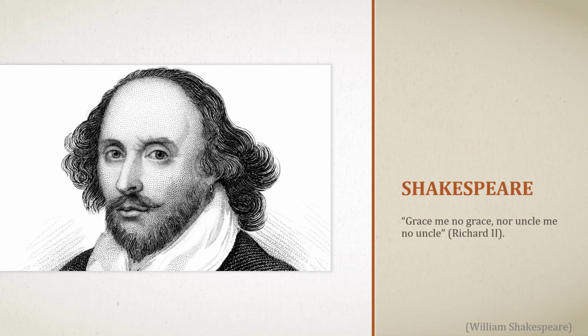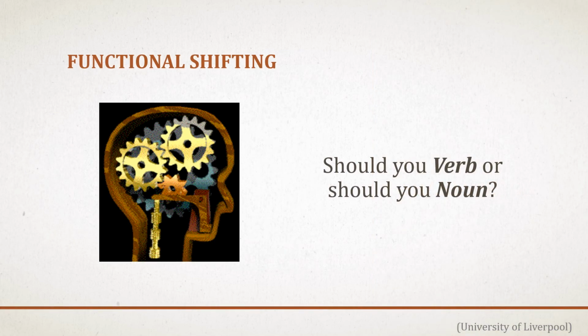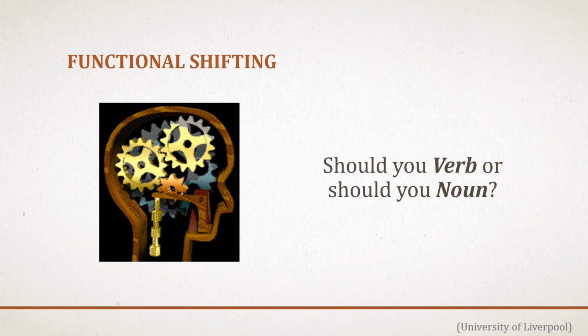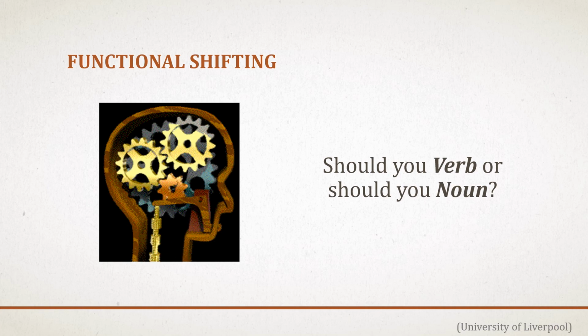Functional shifting is noted throughout history. Shakespeare, about 1595, used verbing when he wrote Richard II. He said, "Grace me no grace, nor uncle me no uncle." Shakespeare was a virtuoso when it came to verbing. Functional shifting creates the ability to transmit an idea with precision and to enrich our communication skills.